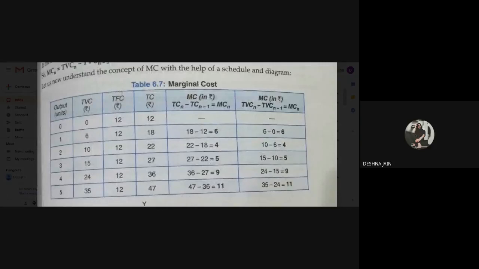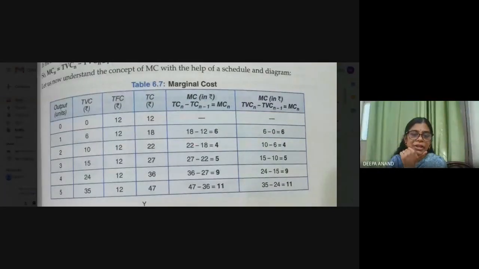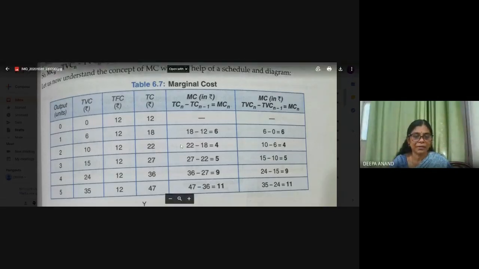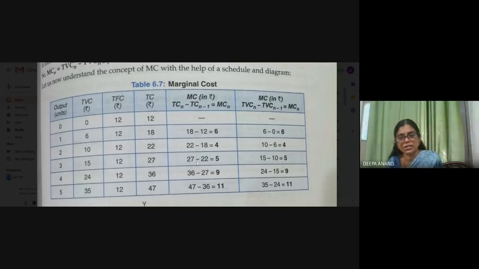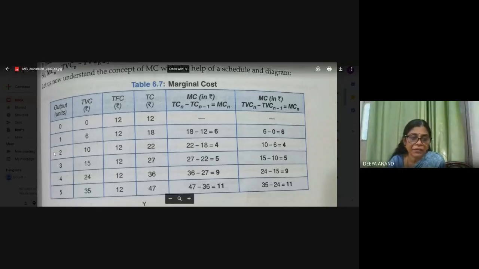Okay, so we can go ahead. See, why this particular formula that I told now, delta TC upon delta Q, will help you in calculating many a times? Because when it is given in a schedule, in a table, 1, 2, 3, 4, you can easily compare and find it out. But when it is given like when 20 units are produced and some other details are given, not in the form of a schedule, you have to apply this formula, change in the total cost upon change in the units of output.